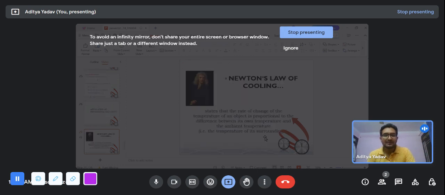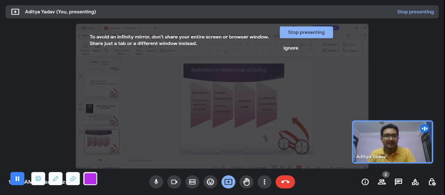Some applications of differential equations. Newton's law of cooling states that the rate of change of temperature of an object is proportional to the difference between its own temperature and the ambient temperature. And these are some applications of Newton's law of cooling. Means we can calculate using first order differential equations. First, we can investigate the time of a person's death.